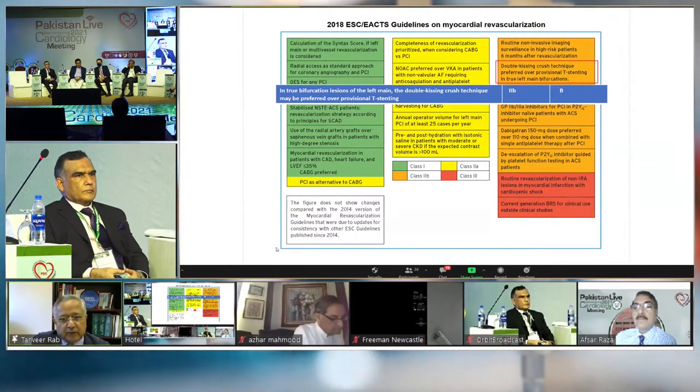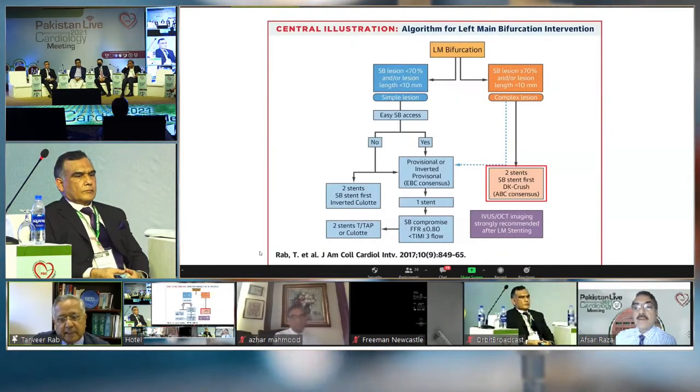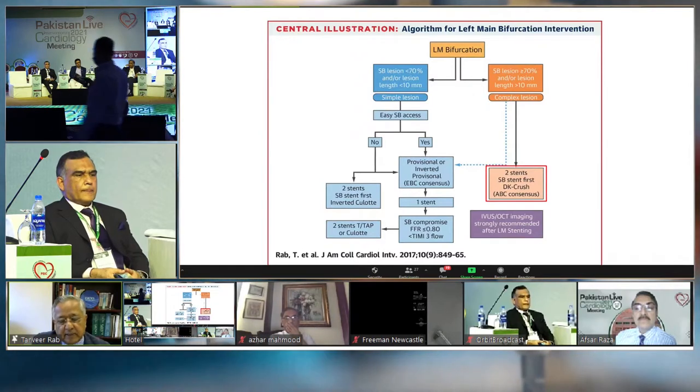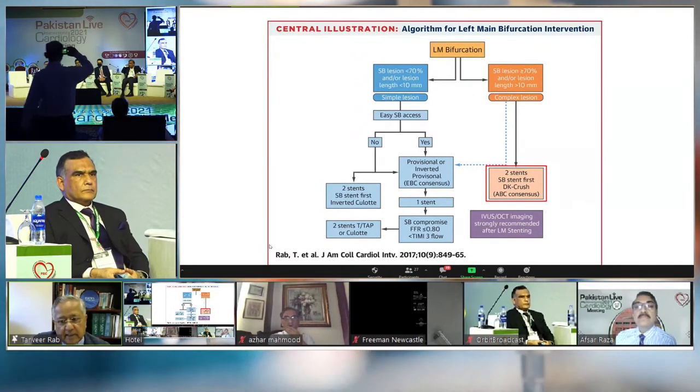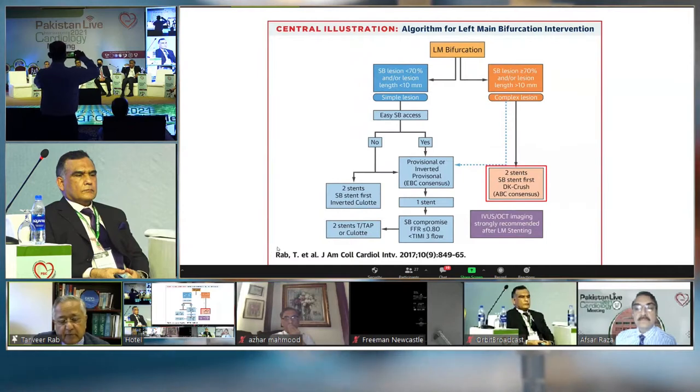Going back to the algorithm, if you have a complex lesion as I defined, the two-stent technique is the consensus of choice, pretty much in Asia and even in the United States right now. So two stents should always be thought about upfront for a complex lesion.